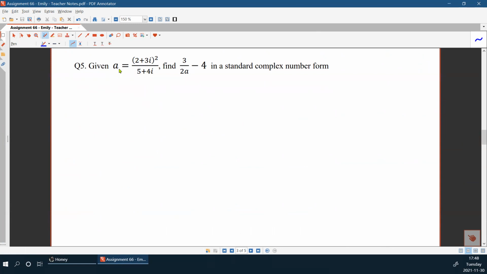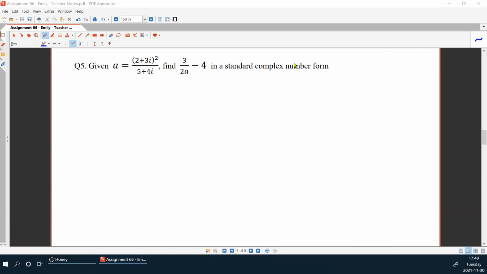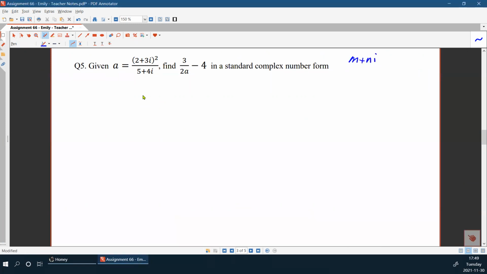This time we are given a equals this expression, and we want to find 3 over 2a minus 4 in standard complex form. A standard complex number form has the form m plus ni. Let's start with the expression 3 over 2a minus 4. We can put a into this expression and simplify. So this is 3 over 2 times a, where a is (2 plus 3i) squared over 5 plus 4i, and then minus 4.